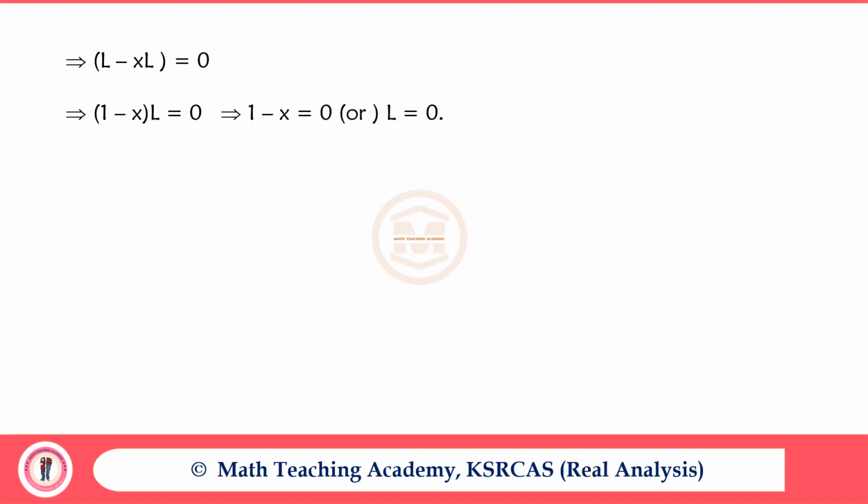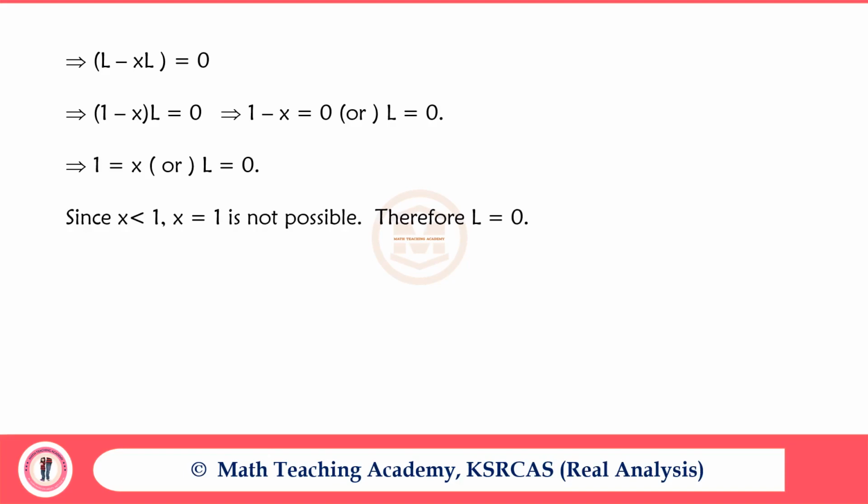What you get is (1 minus x) times L is equal to 0, which implies either 1 minus x equals 0 or L is equal to 0, which implies 1 is equal to x or L is equal to 0. Here note that 1 equal to x is not possible because it has been given that x lies between 0 and 1, so x is less than 1. So that is why 1 equal to x is not acceptable. So here we take the condition L equal to 0. Since x is less than 1, x equal to 1 is not possible. Therefore, L is equal to 0. Hence, if 0 < x < 1, the sequence x^n converges to 0.